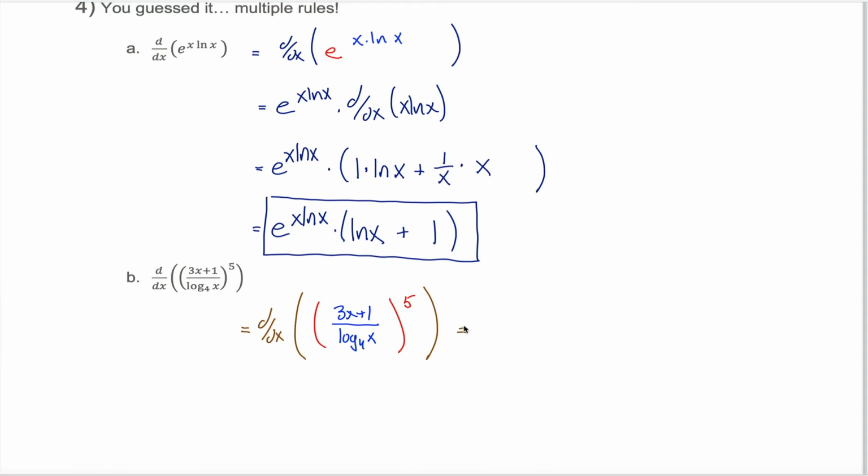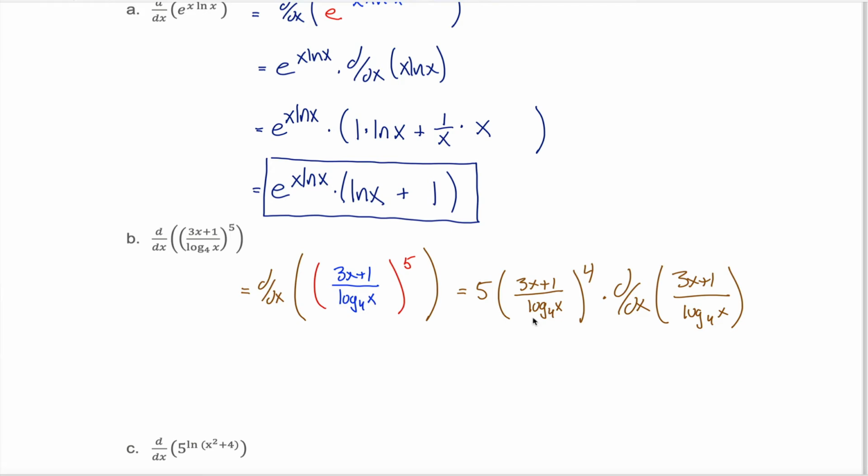I first want to take the derivative of the red layer. I get 5 times something raised to the 4th power. I want to leave that something completely alone, 3x plus 1 divided by the log base 4 of x. And then I will multiply that by the derivative of that something, 3x plus 1 divided by the log base 4 of x.